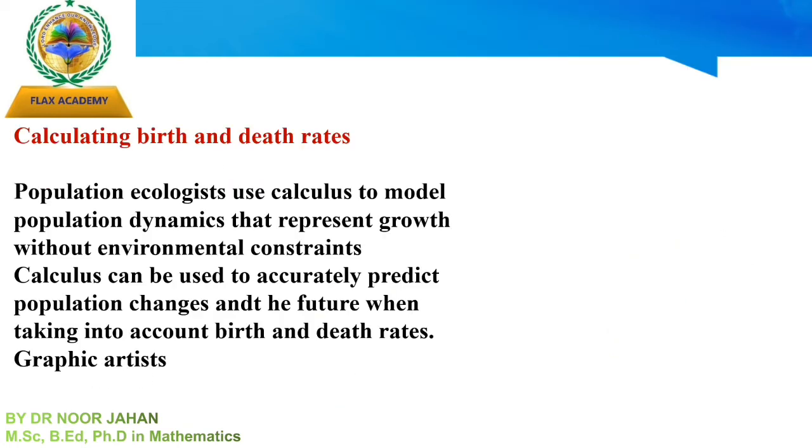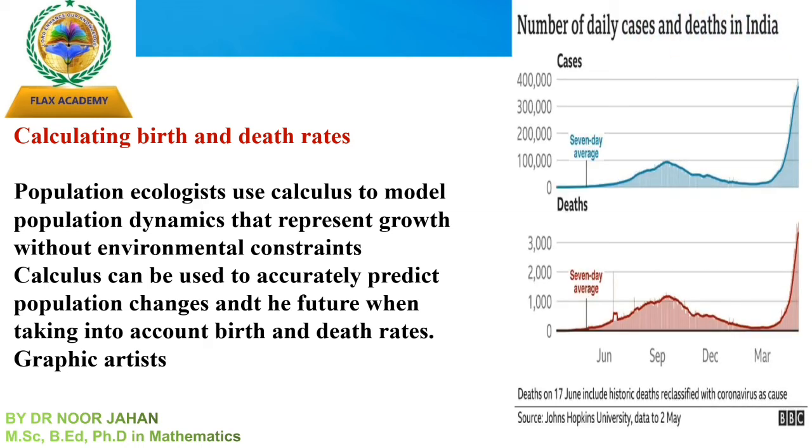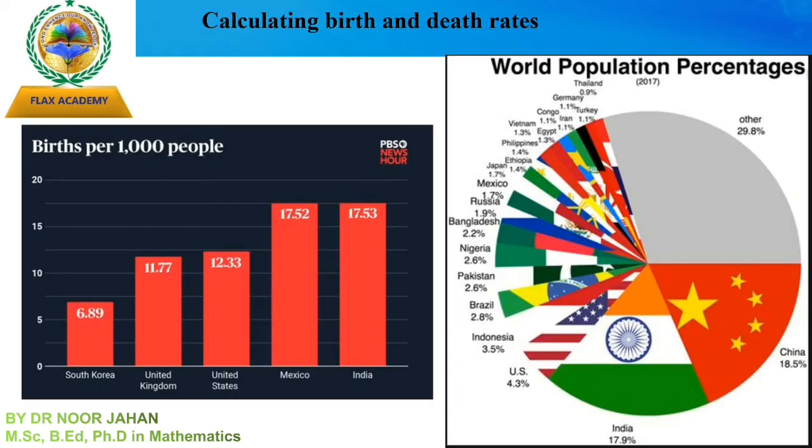Calculus is also used in finding the birth and death rate of the population of any country, and it is described by the graph. Calculating birth and death rates can be plotted using a bar graph or graphs of different types. So here we use differential calculus to find the rate of growth of death or of birth in any country. The world population percentage is also calculated and plotted in a pie chart.